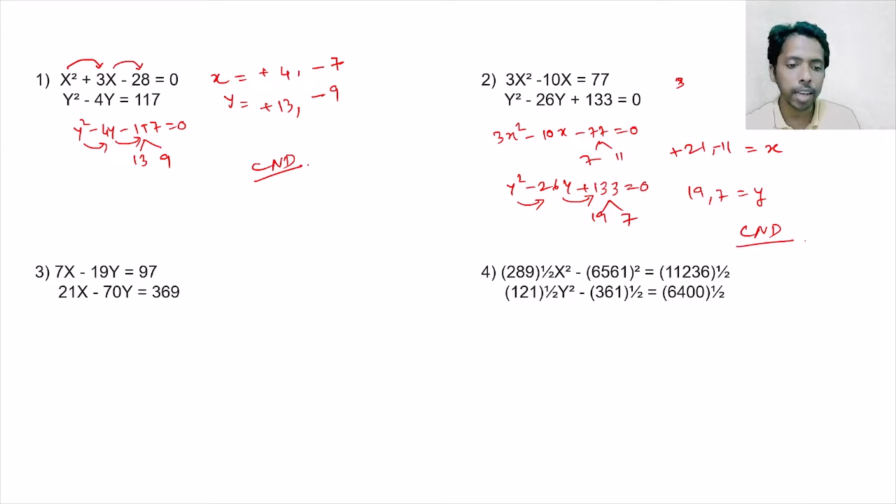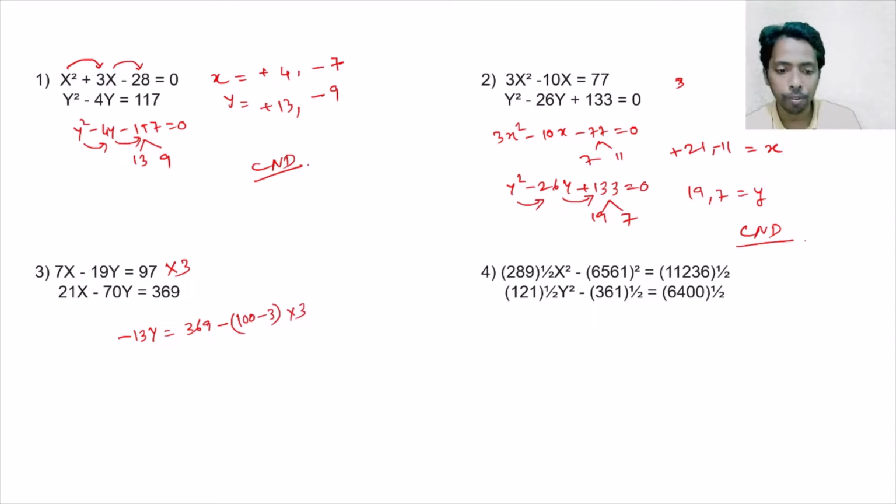Now 7x minus 19y equals 97, and 21x minus 70y equals 369. Right? Now see, 21x is here and this is 7x. So it's just telling us to multiply this by 3. Now 21x, 21x, the x variable we can easily cancel out. Now 70y minus 57y, 3 into 19 is 57, so minus 13y equals 369 minus, this is 97 into 3.